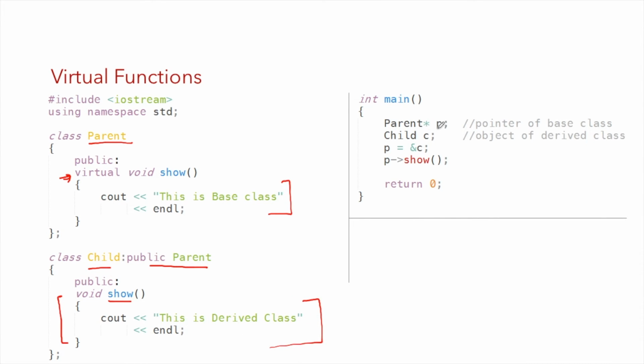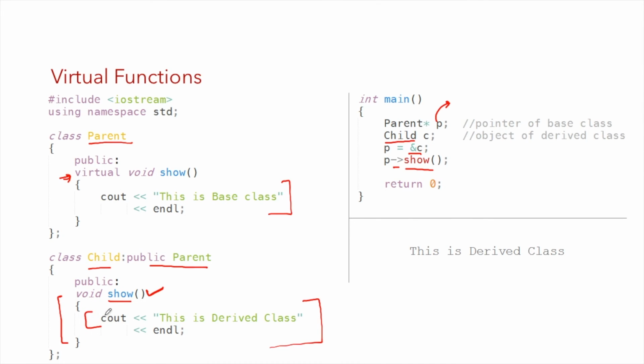So parent star p, I'm creating one pointer variable for my class parent, and then a normal object for class child. Then I'm writing p is equal to address of c. So what is happening over here is I'm creating one pointer variable which is pointing to an object of my derived class. Once this pointing is done, using the arrow operator, I can call the show method. But because this pointer variable is pointing to my object of derived class, this particular function is called. So the output of this program is "this is derived class" because this particular code is called here.